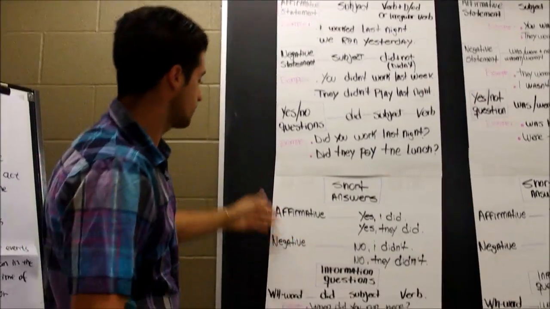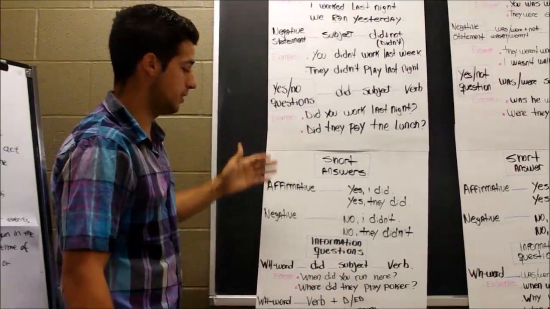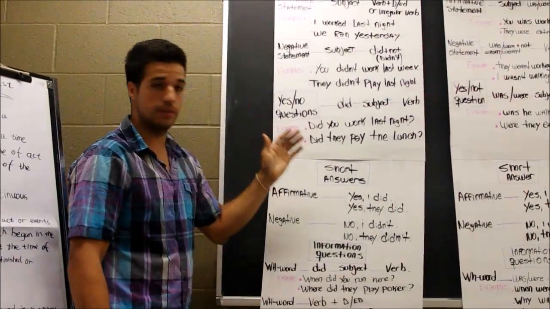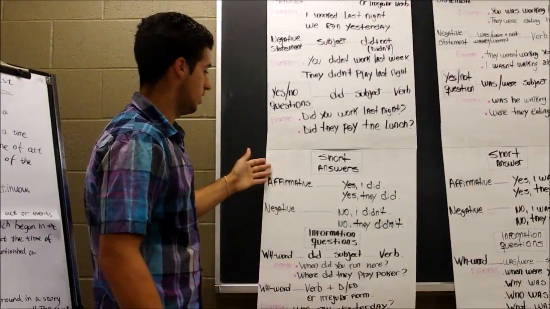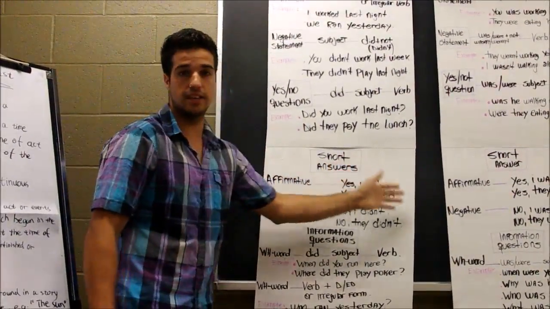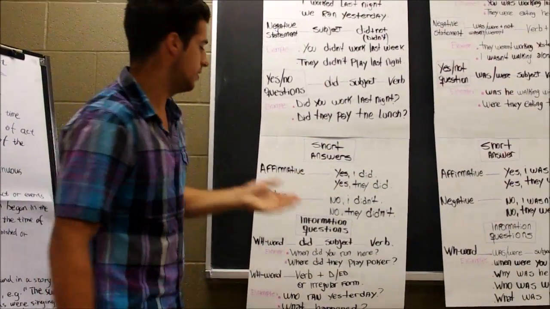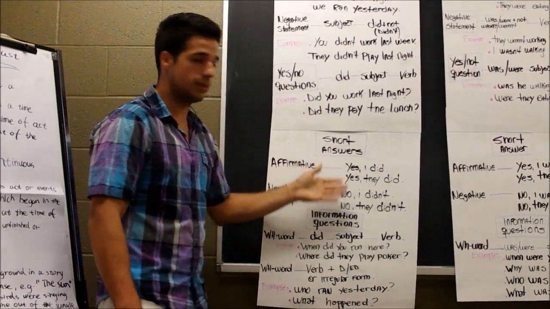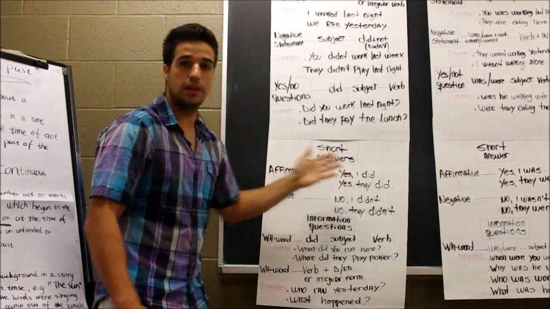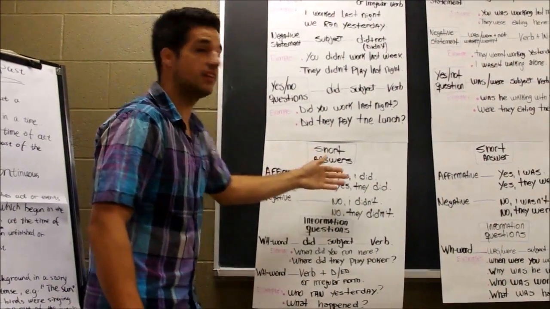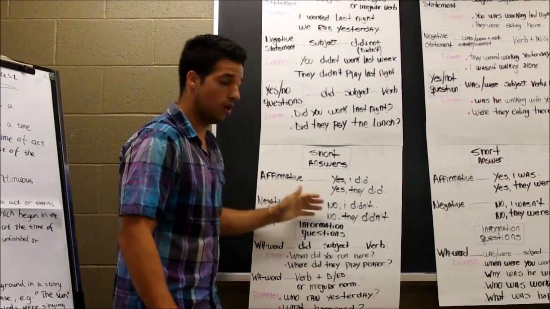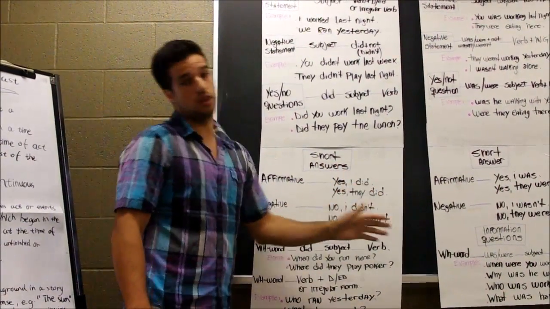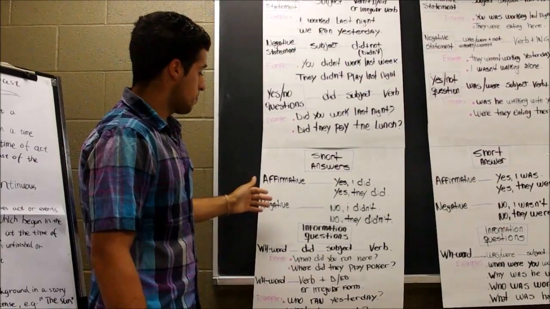Short answers. We have two, affirmative and negative. The affirmative is, yes, I did. Another example is, yes, they did, or yes, he did. And the negative form is, no, I didn't, no, they didn't. Or you can say, no, they did not, for example.